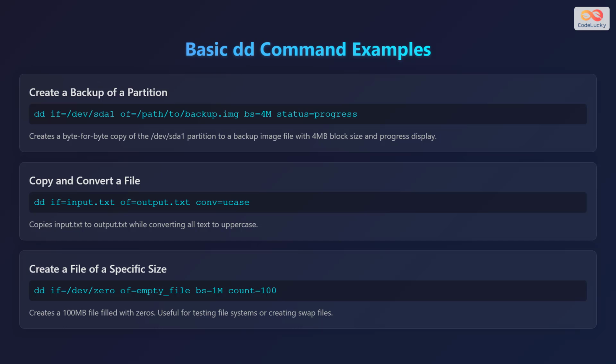To copy and convert a file, use the command dd if=input.txt of=output.txt conv=ucase. This copies the contents of input.txt to output.txt, converting all text to uppercase during the process. To create a file of a specific size, you can use the command dd if=/dev/zero of=empty_file bs=1M count=100. This creates a 100 megabyte file filled with zeros, often used for testing file systems or creating swap files.